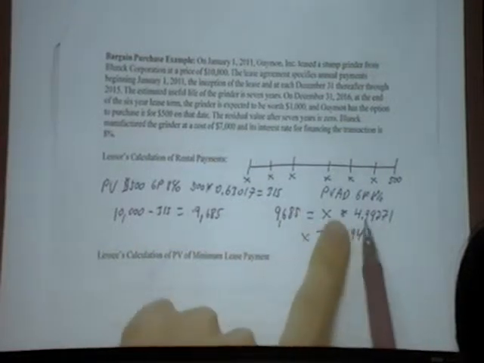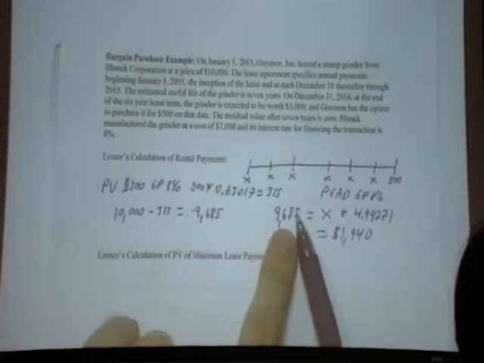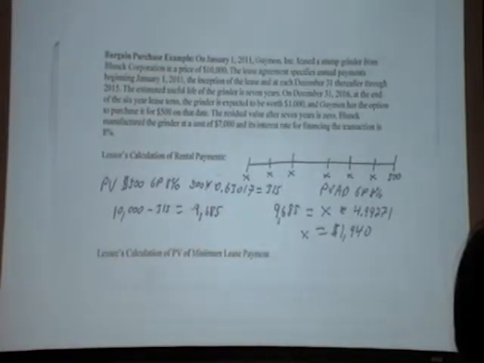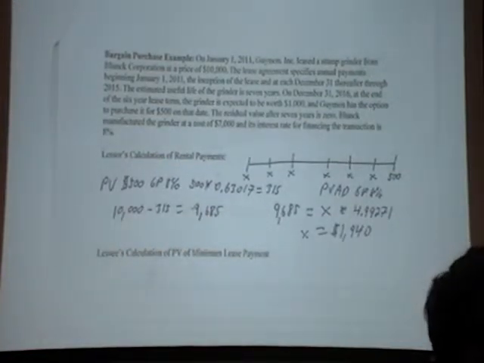You would take this, multiply it by this, get 9,685, add the 315, and you get $10,000. That's how you figure out the present value of the minimum lease payments, which you then put on your books.